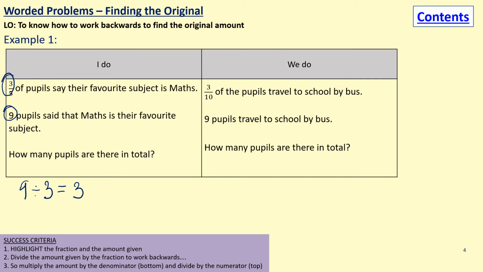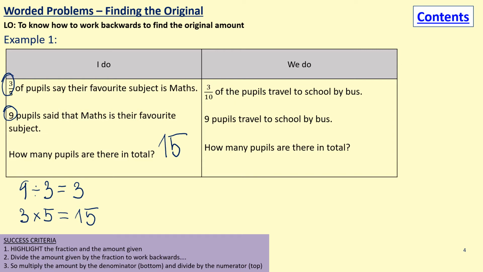So to get the whole thing, which is 5/5, because we know that 1 is 5/5, we need to multiply that 3 times 5, which is 15. So the answer is there are 15 pupils in total. Okay, so again, highlight the fraction and the amount, and then divide by the top and multiply by the bottom.